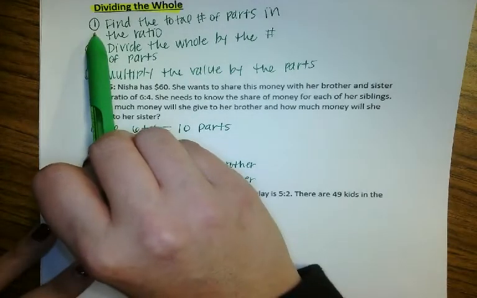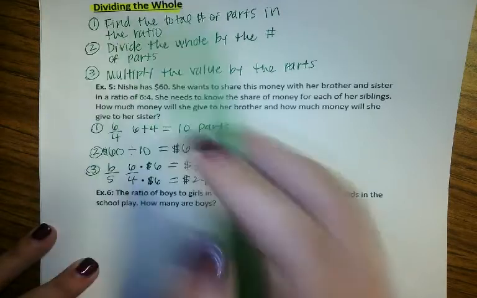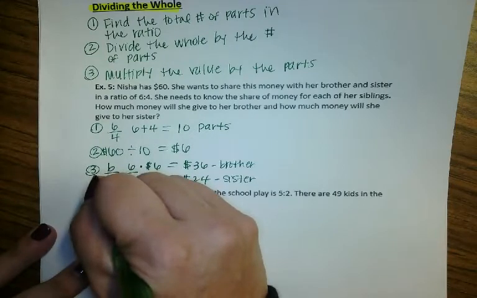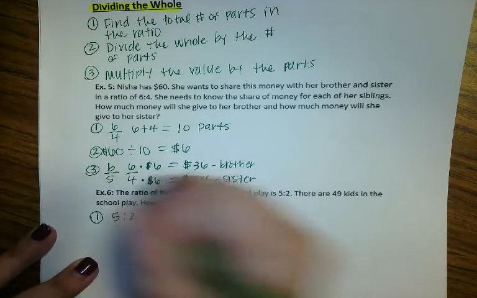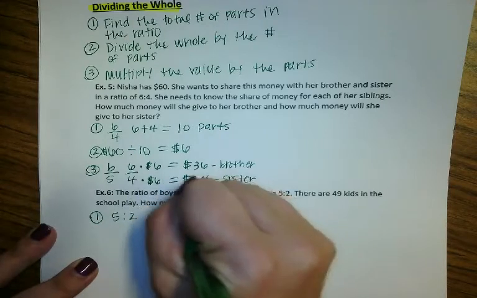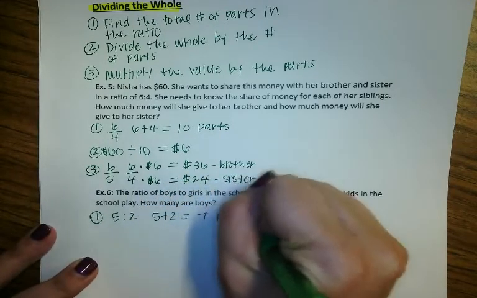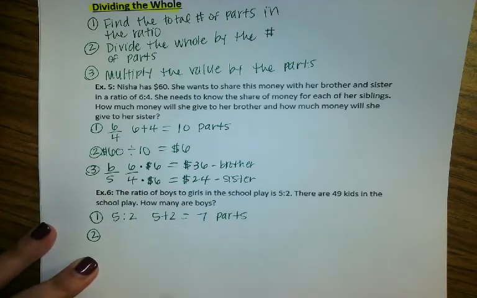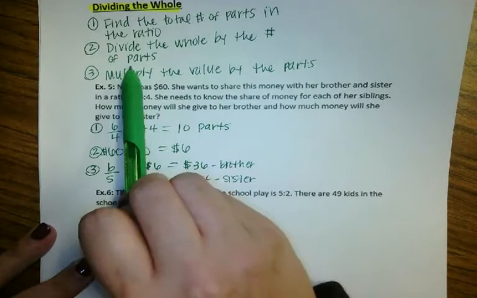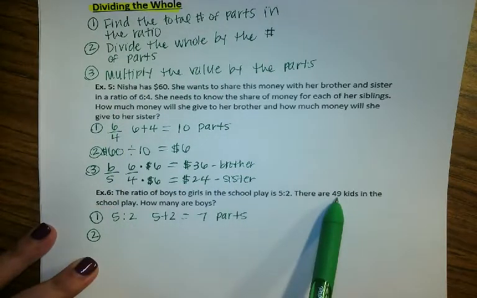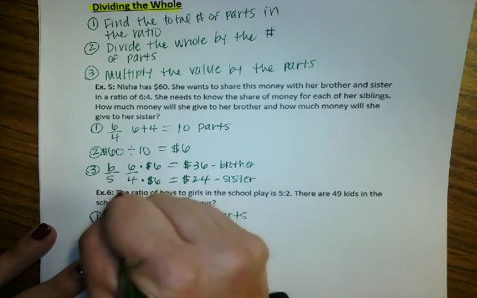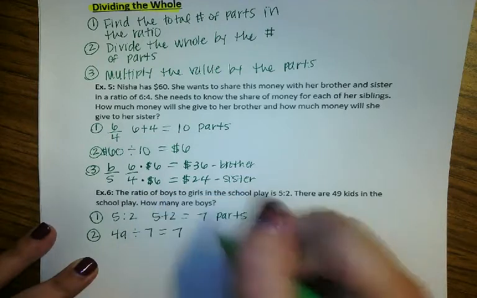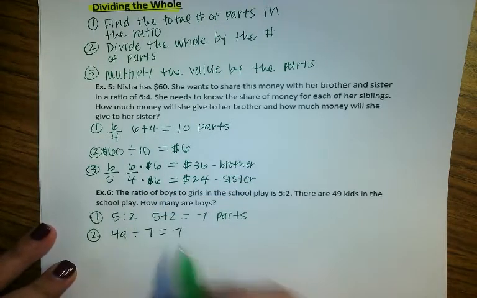So we're going to start with step 1, which is finding the total number of parts in the ratio. So we had a ratio of 5:2. So there are 7 parts in this ratio. Step 2 was to divide the whole by the number of parts. The whole amount of kids in the school play was 49. And we're going to divide that into 7 parts. So there are 7 students in each part.